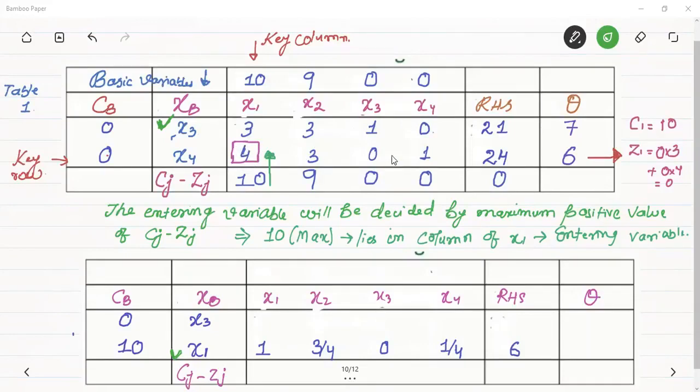So we divided all the elements of the previous row by this key element. Therefore, we got 4/4 as 1, 3/4, 0/4 is 0, and 1/4 is again 1/4. 24/4 came out to be 6. And after that, I told you that in the second table the basic variables are x3 and x1.